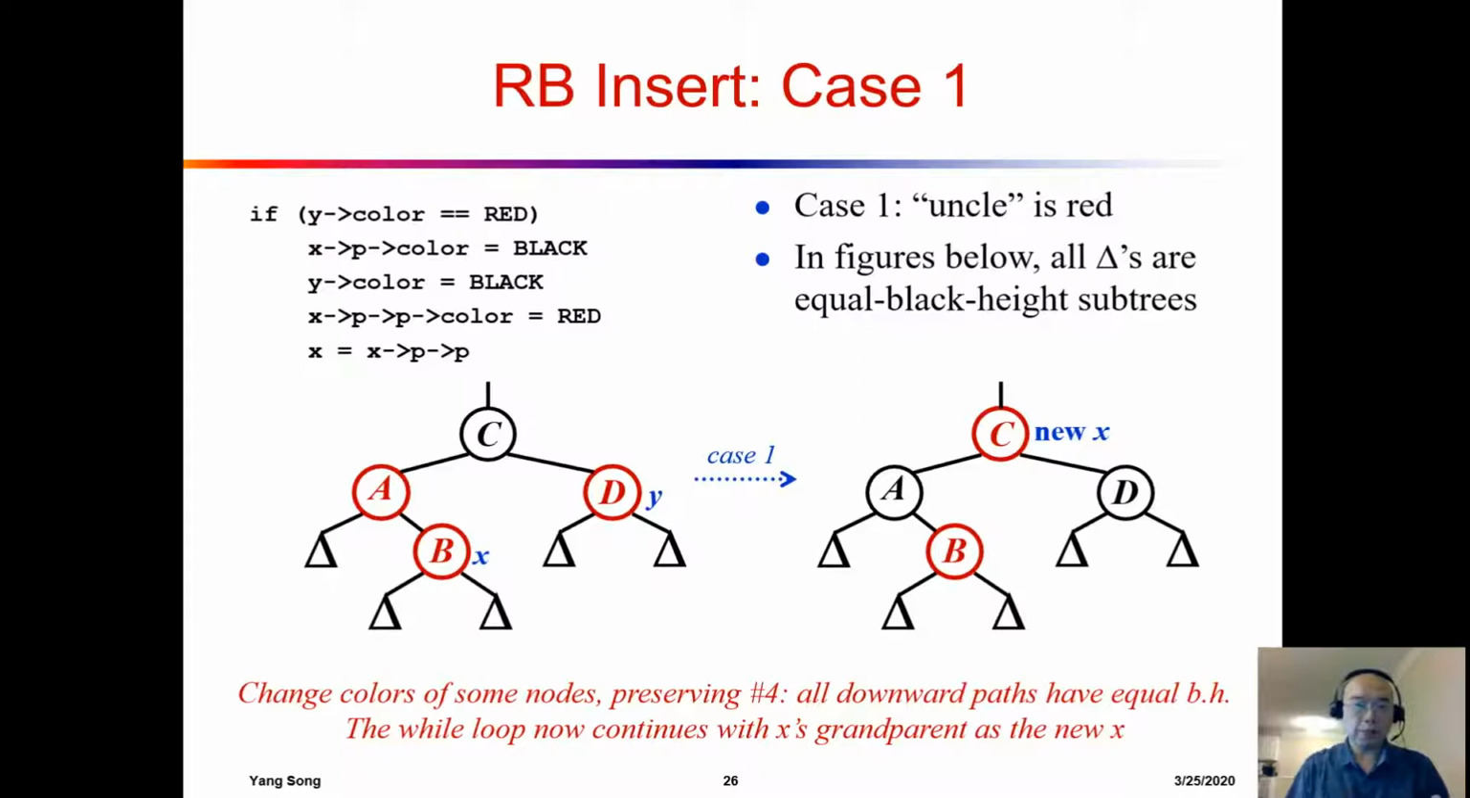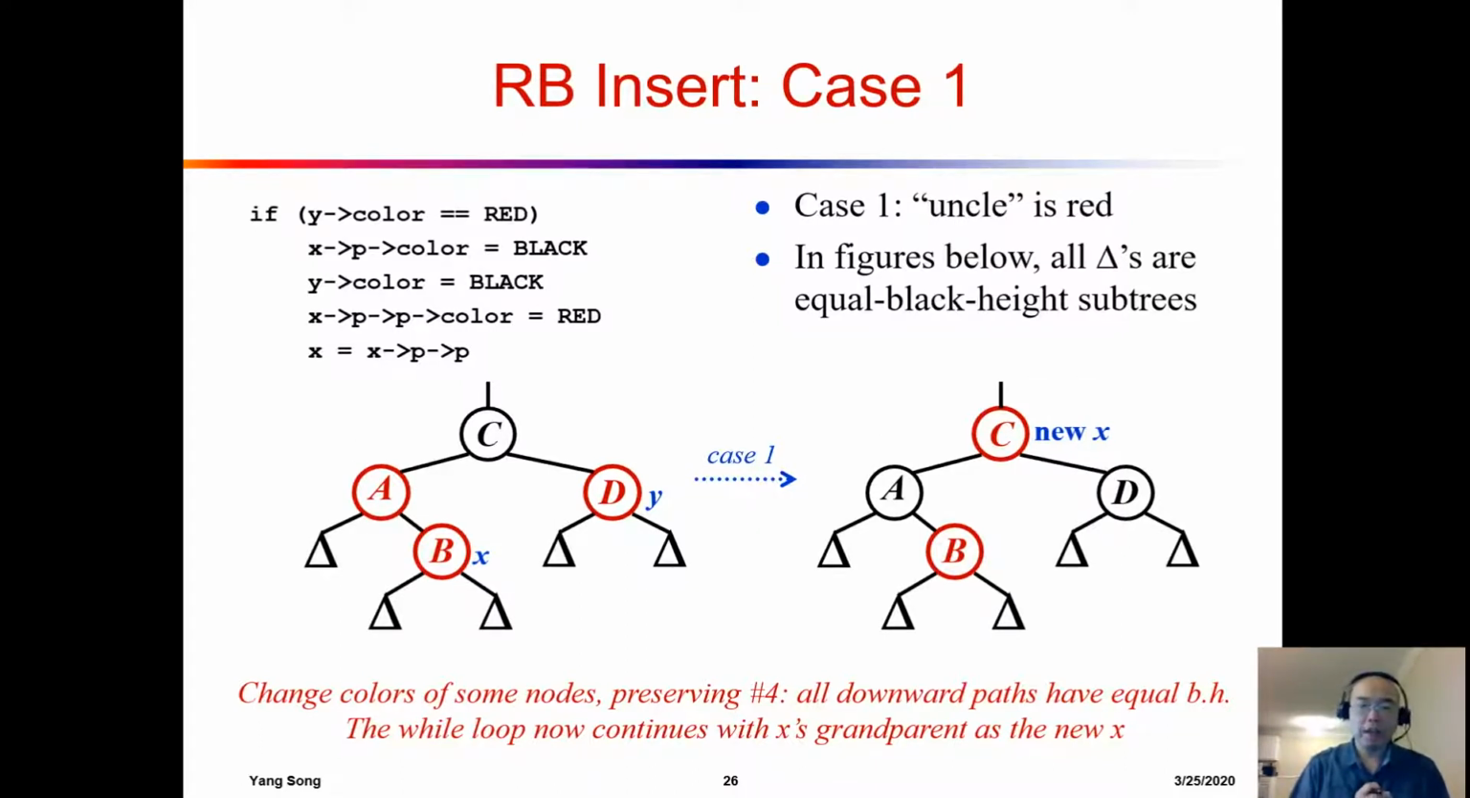And before we do that, let's pay attention to the little triangles. For those little triangles, I don't know what they are. If we just inserted X, probably they are all null pointers. But we don't have to worry about that, as long as we know all the little triangles have the same black height, and then I'm good. Okay, so how do we fix that in this case?